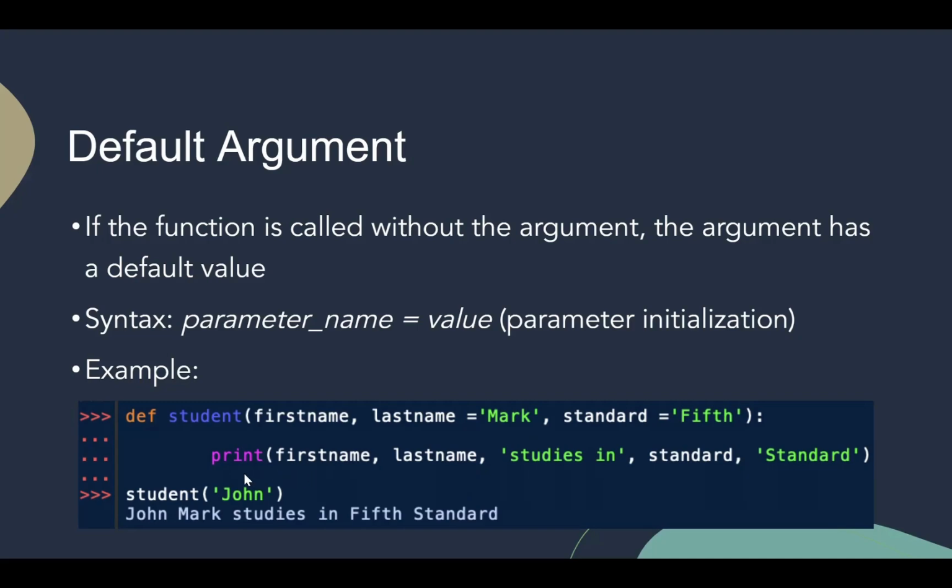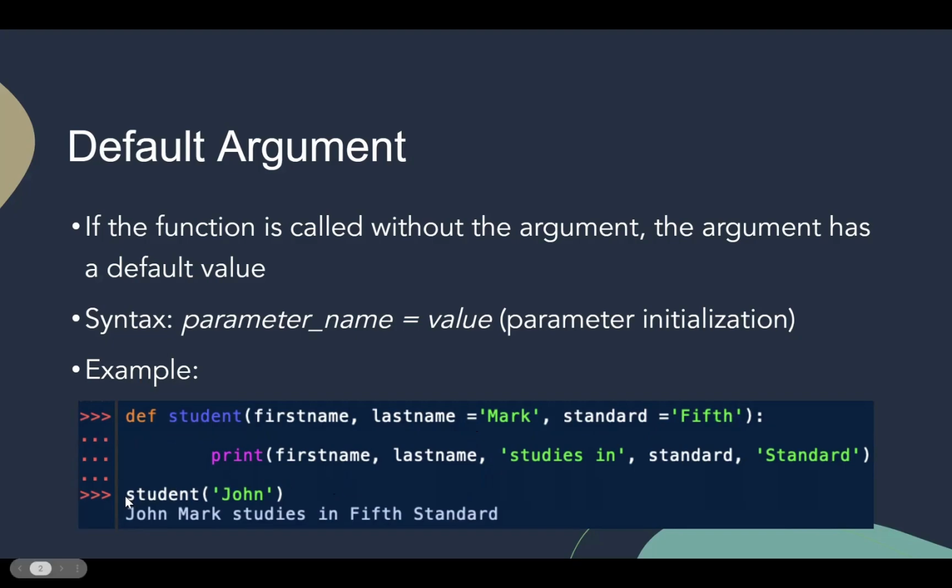So let's look at this example. We define a function called student. The student takes in a few inputs. We got first name, last name, and standard, right? And after that, it'll print these in a special order. But here in this function, we have last name and standard as default arguments. So we set last name equals Mark, standard equals fifth.